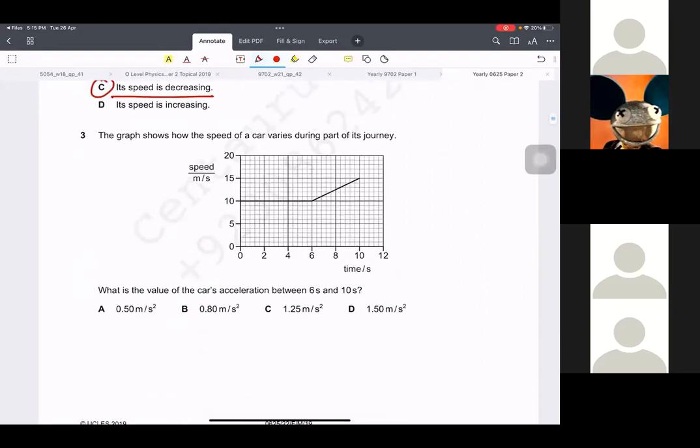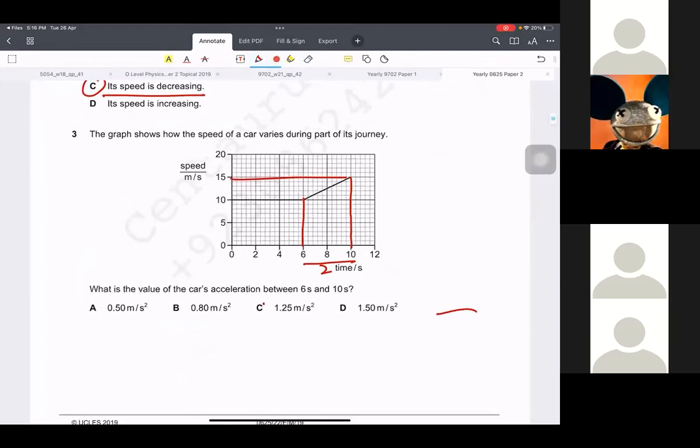Then the graph shows, what is the value of acceleration between 6 and 10? This is 2 seconds. And this is 10 to 15. 15 minus 10 over 2, 2.5. So, C? Yes, 1.25 comes. Sorry, C. It's correct, my friend. 15 minus 10 divided by 4, actually. 1.25.